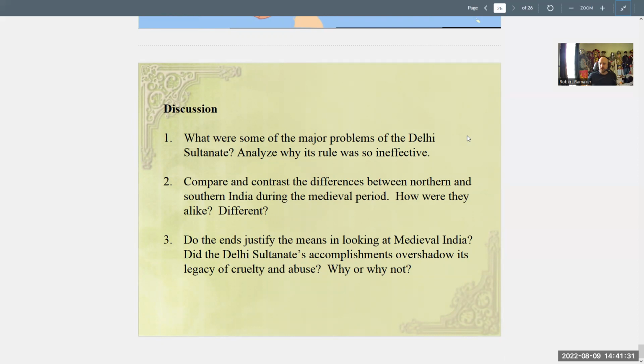Everybody good? So some discussion questions to take a look at. Again, these are something to gauge your knowledge. Look at them, see if you can answer them. If you can't, go back over the lecture, take a look at the PowerPoint again, reread the section, so that way you can make sure that you can, because you may potentially see these on a quiz and or test.